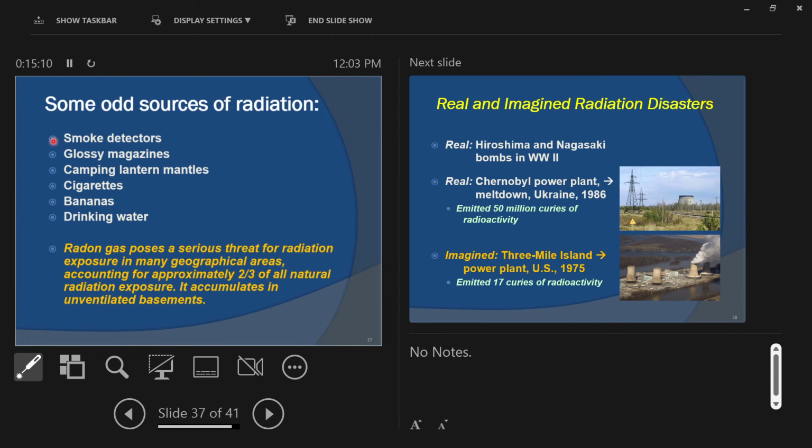Smoke detectors, glossy magazines, camping lantern mantles, cigarettes, bananas, drinking water all have radiation in them. You should go to your city's mutual water company and look up their water reports. There's radiation in drinking water. It's in low enough amounts that they don't have to make a big deal about it, but it's in the reports. You can look at the levels of different types of radiation in your water. The biggest one that we have to worry about is radon. Radon's a gas that's radioactive.